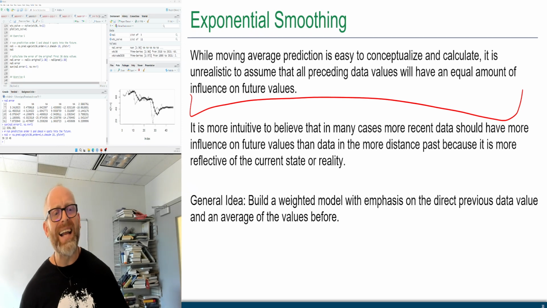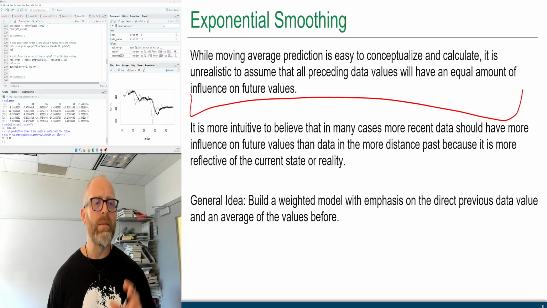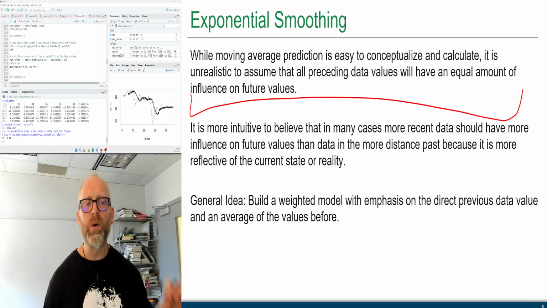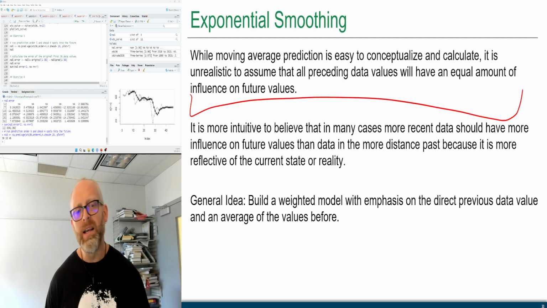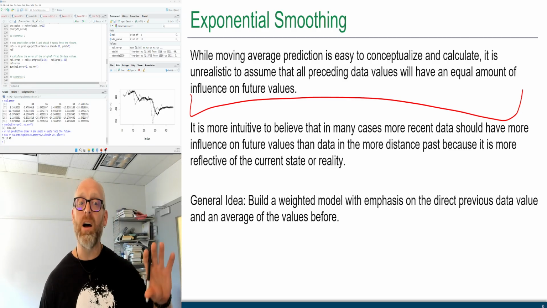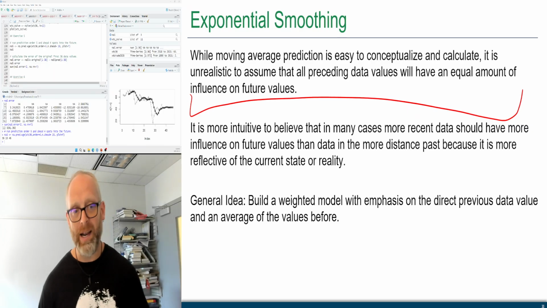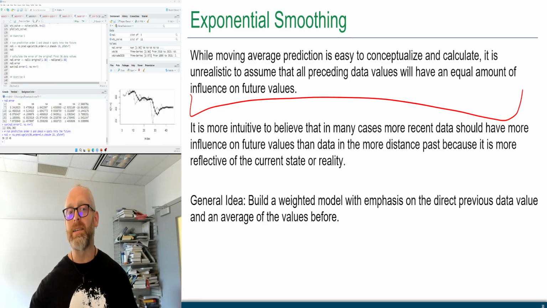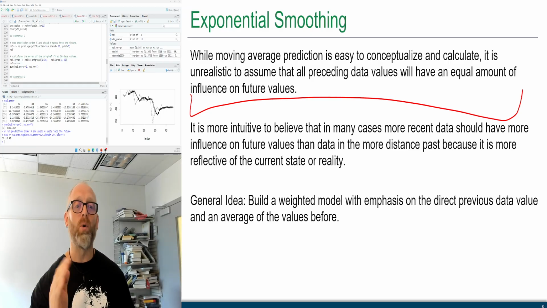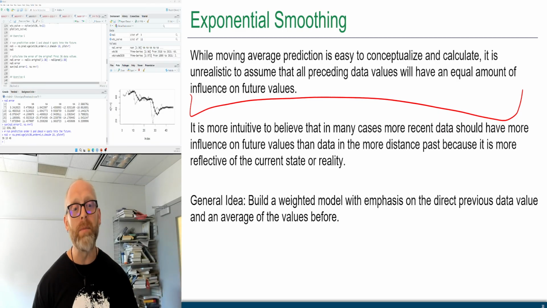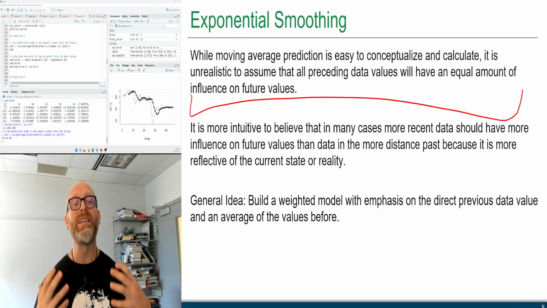All right, so the general idea here is we are going to build a weighted model with emphasis on the direct previous data value. And why we call it exponential smoothing is because the amount of influence on past observations becomes exponentially small the farther we get down that line. So if I'm trying to predict at time 100, I'm going to look at time 99. That's going to be the most important. And then everything else, we're still going to include it, but it's going to become less and less relevant. How less relevant? It's going to become exponentially small.